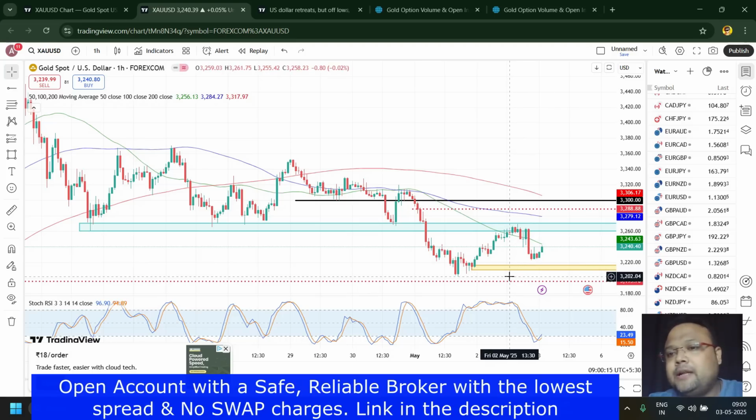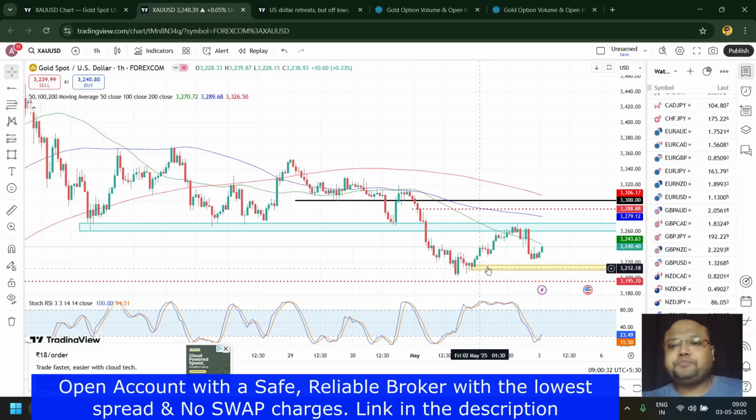You can also see that around 3200 also. Keep in mind that these levels do not work as precise levels. Okay, they work as zones. And Forex is a decentralized market, so numbers may vary in your chart as well. So try to draw this in your chart and take the levels.